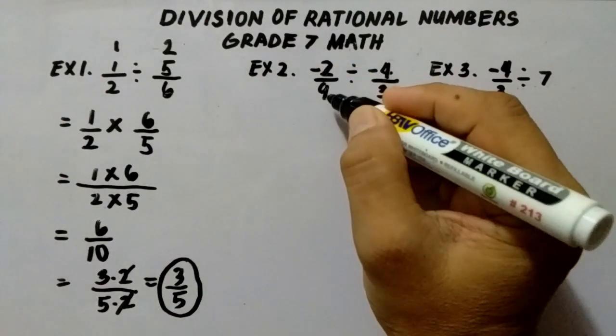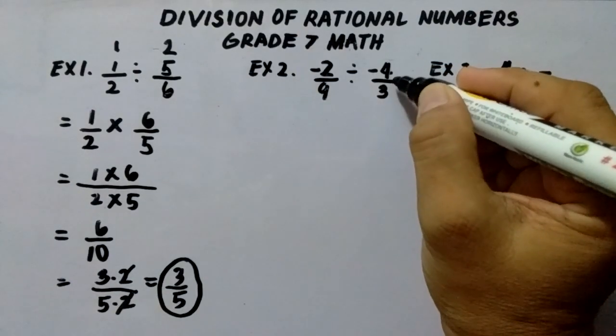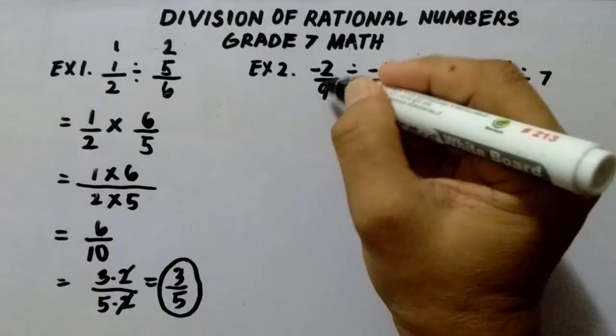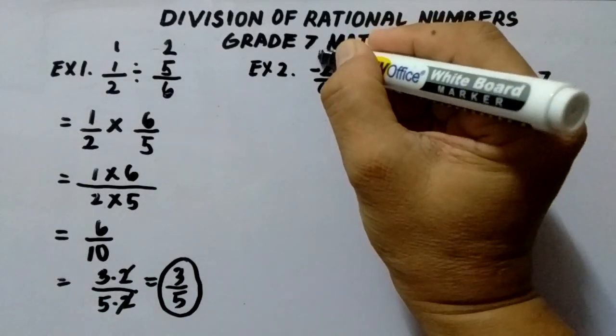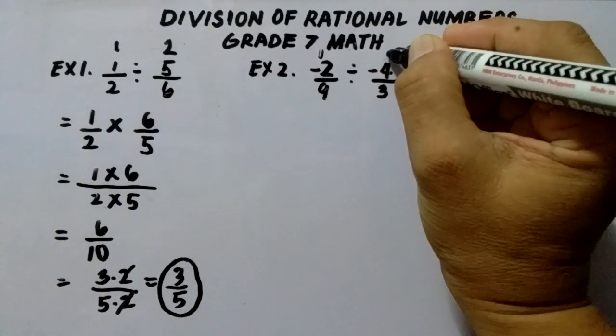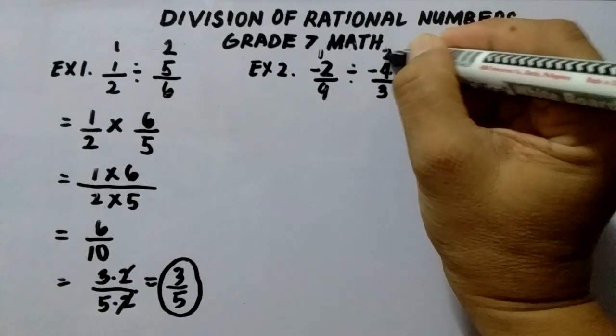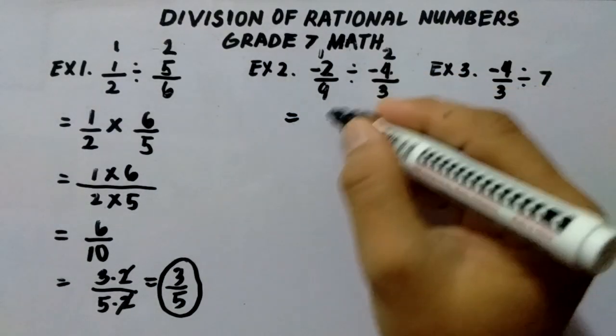Okay, so example number 2, negative 2 over 9 divided by negative 4 over 3. Okay, so let's assume negative 2 over 9, the first fraction. Okay, lagyan natin na number 1 dito. And negative 4 over 3, okay, so the second fraction. Okay, so equals. So let's apply the three steps.